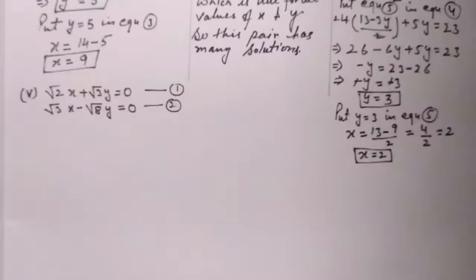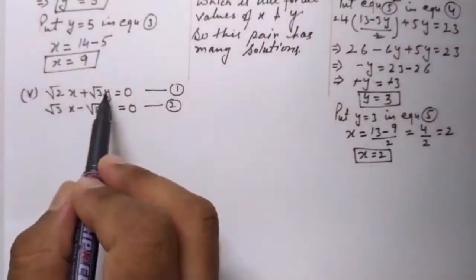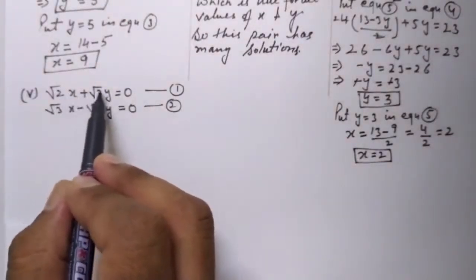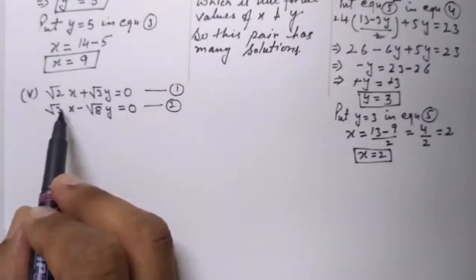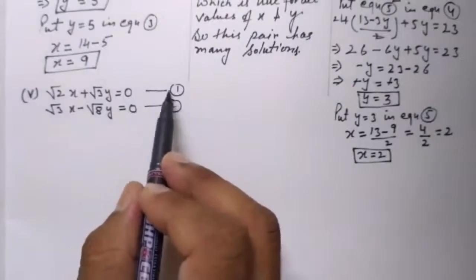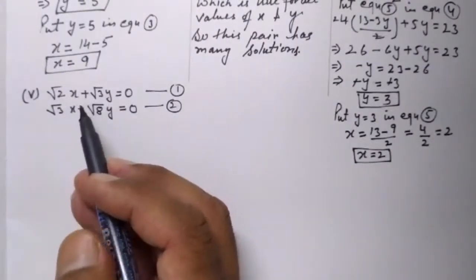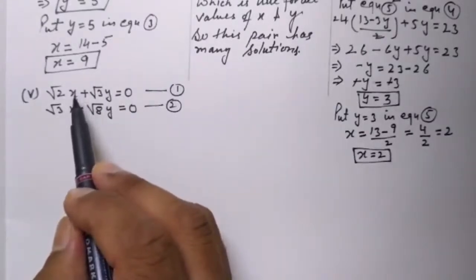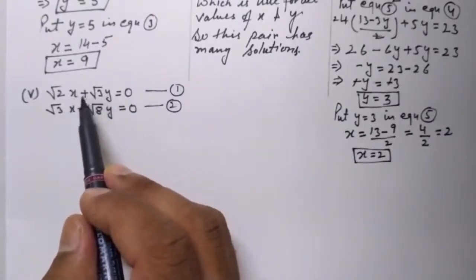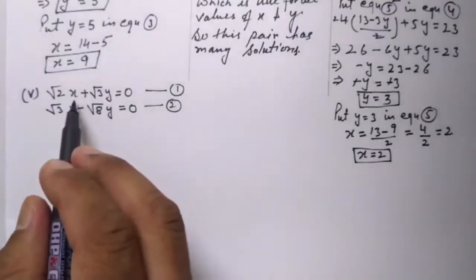Now let's do the fifth part. Root 2x plus root 3y is equal to 0 and root 3x minus root 8y is equal to 0. Call these equations number 1 and 2. Now what I do, I'll take out the value of either x or y from one equation, and that value we will fill in the other equation. So from equation 1 I take out the value of x.